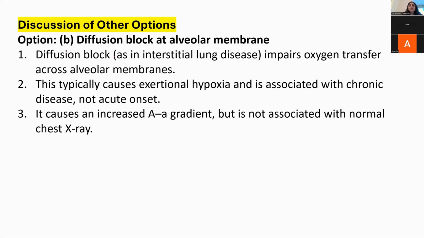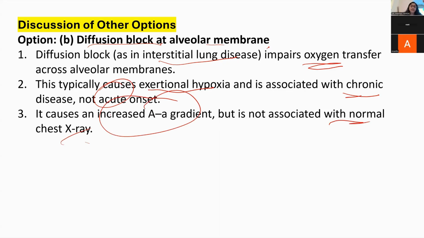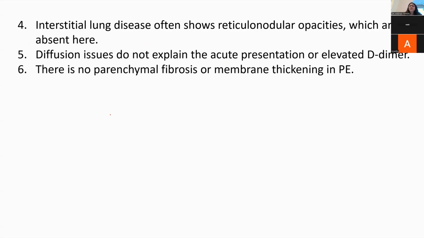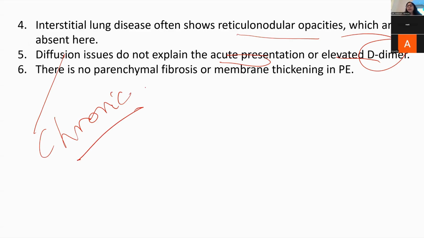Once again, why not diffusion at alveolar membrane? Diffusion block, as in case of ILD, impairs oxygen transfer across the membrane and causes exertional hypoxia with chronic disease. It is not something which happens acutely. It causes increased gradient, but not with a normal X-ray. ILD will show reticulonodular opacities. Diffusion issues do not explain the acute presentation or elevated D-dimer. Diffusion picture will always be a chronic picture, with no parenchymal fibrosis or membrane thickening in pulmonary embolism.